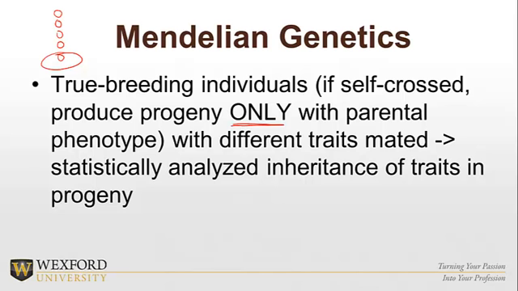But then, if we take true breeding individuals with different traits. Once again, it took him years to develop a whole bunch of round true breeding, and then he crossed it with a true breeding wrinkled, right? What did he do? He statistically analyzed what happened when he bred two different true breeding individuals.